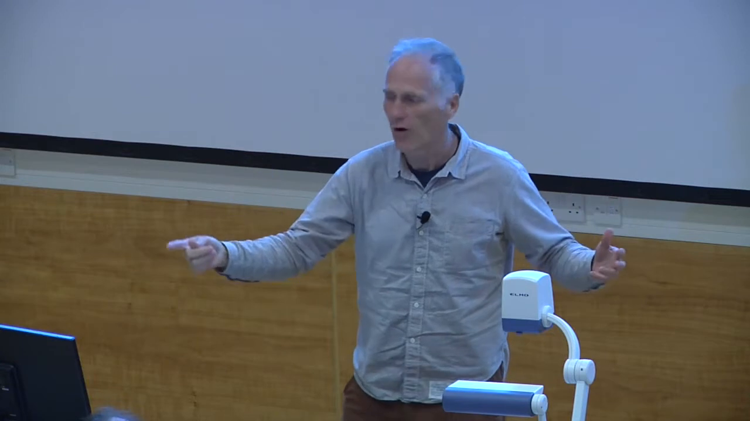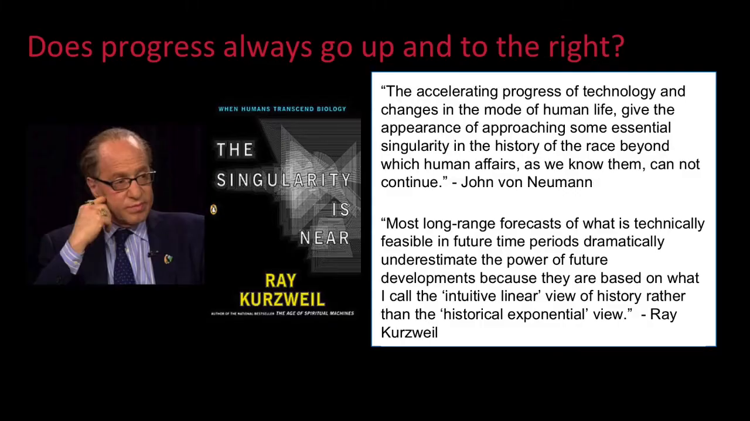And if it's not doing that, that's a failure of the rules that we are using to guide it. It's a failure of what we are telling it to do. That's what it's for. It's for making that graph go up and to the right. Now, of course, but does progress always go up and to the right?